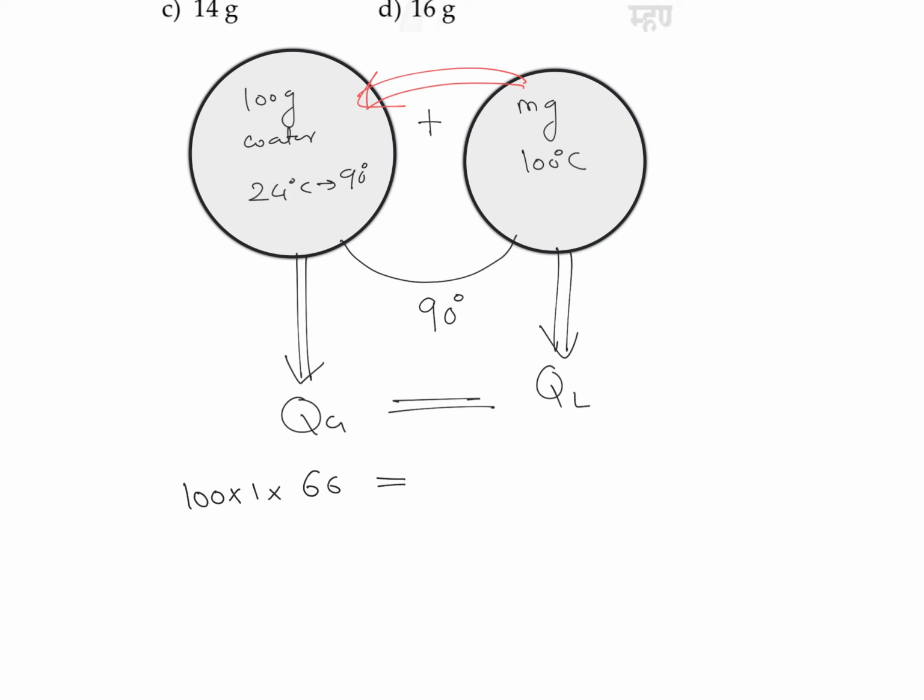side we can observe that first the steam will convert into water. So we can write this as m into latent heat of vaporization, which is 540, plus there is a change in temperature from 100 degrees Celsius to 90. So you can write m into s, which is 1, the specific heat capacity of water, into delta T, which we can take as nothing but 10, from 100 to 90.